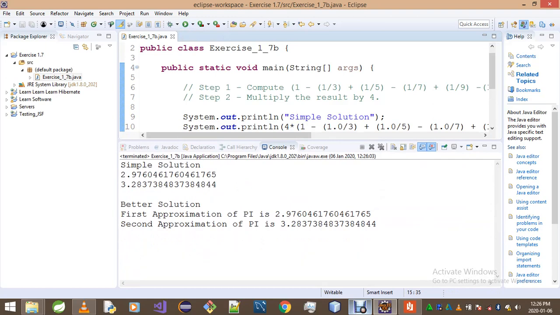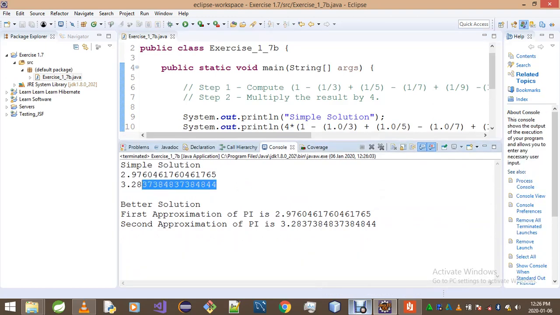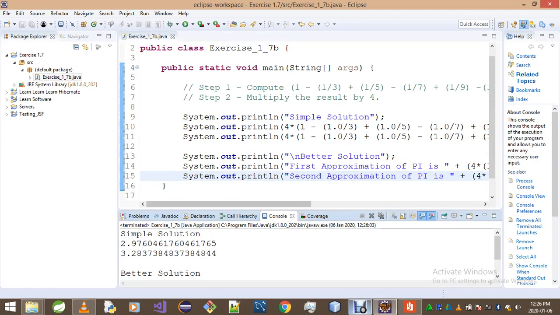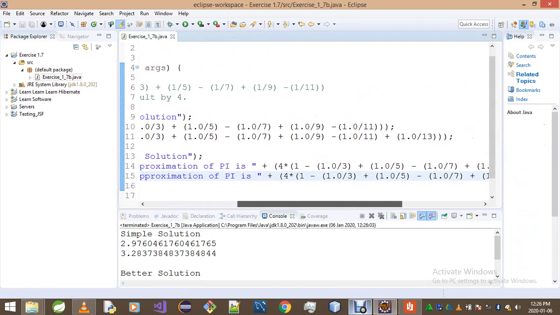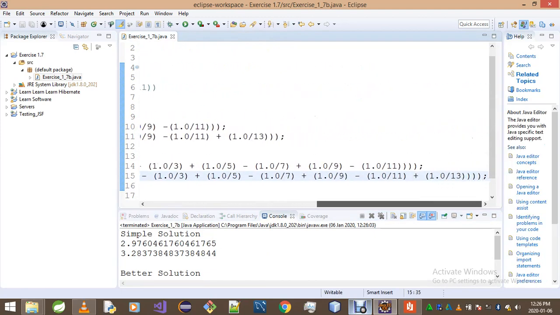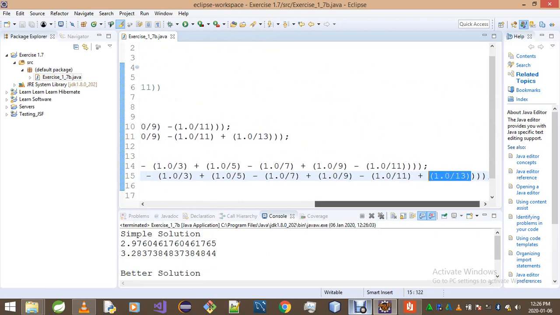You see, this number here is actually getting closer to the true value of pi. Basically, the idea is the more you add on this formula, the more fractions you add following this pattern, the closer you approach the true value of pi.